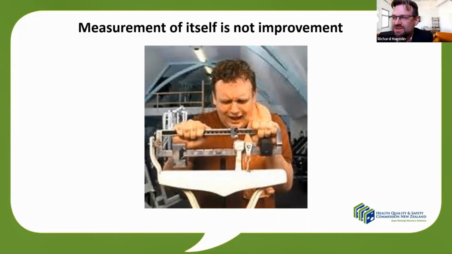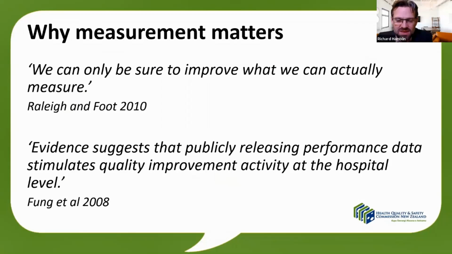And it's sometimes actually used to downplay the importance of measurement. And I think measurement actually still does have a role in improvement, even though it isn't in and of itself improvement. I think it matters for two reasons. The first is, quote, that we can only be sure to improve that which we can actually measure. If we are doing things but we don't know if it's having an effect, then actually we need to reconsider and make sure that it does actually lead to the improvements we expect to see.